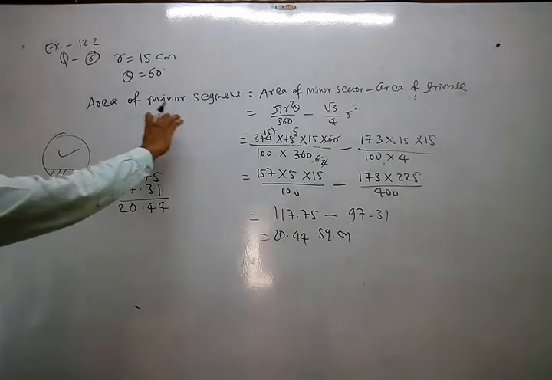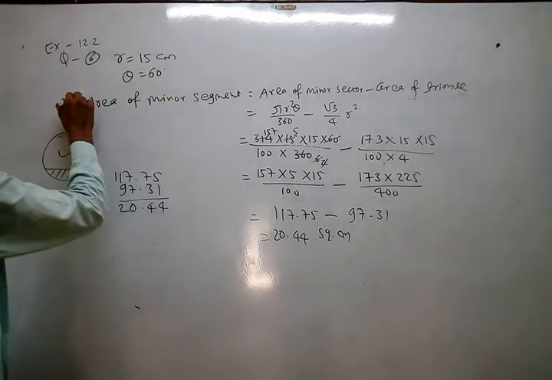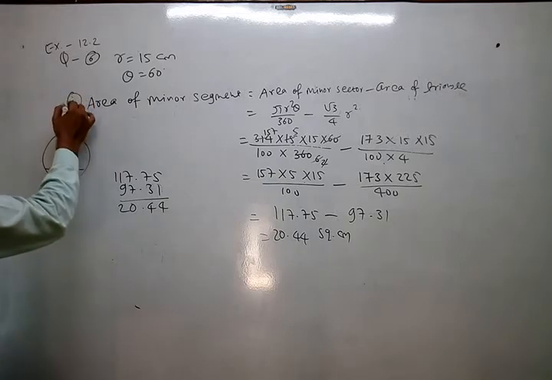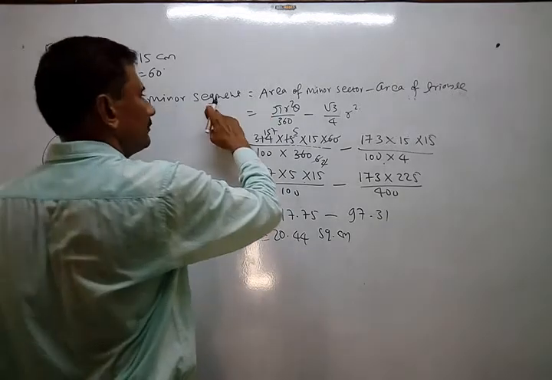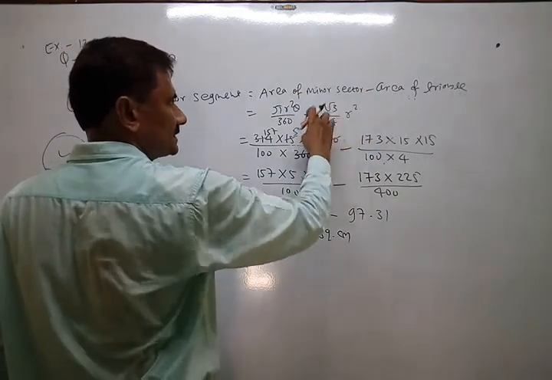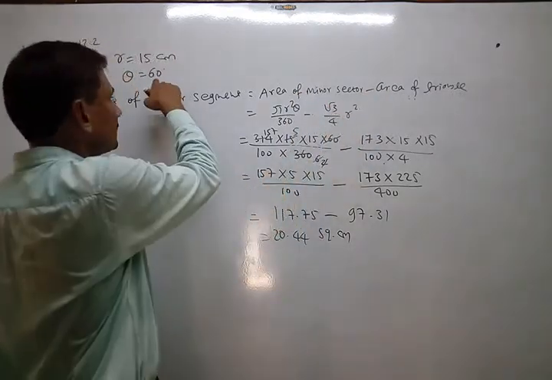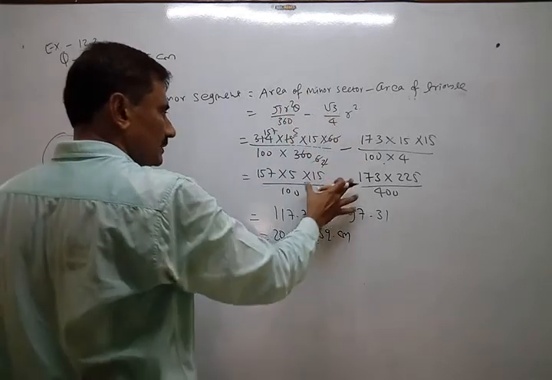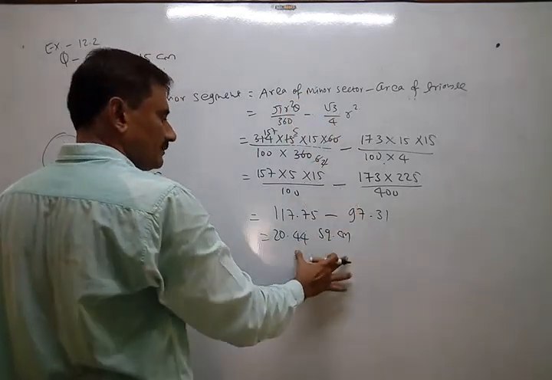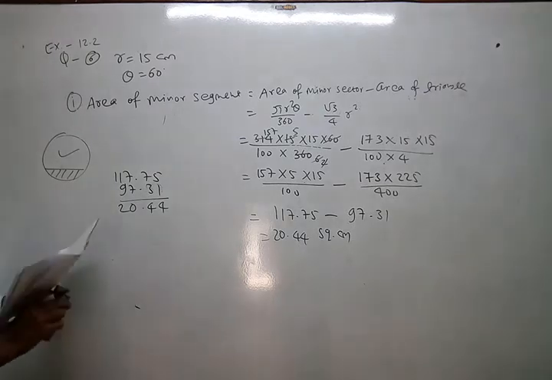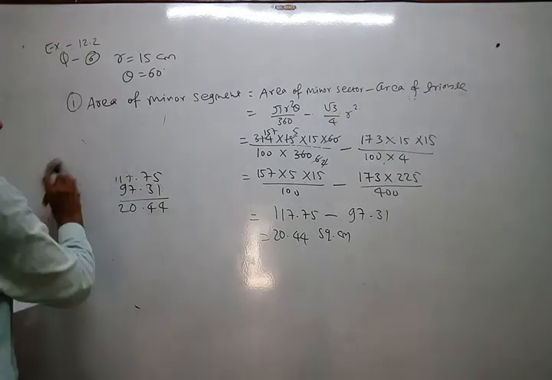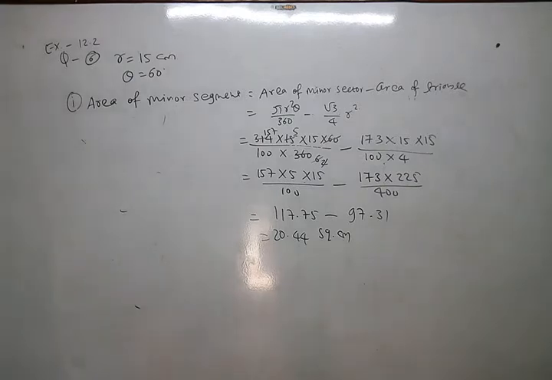Okay, so understand first of all, again area of minor segment. Actually no part is given, but just suppose this is the first sub question. So area of minor segment formula is written. Why this is? Because theta equal to 60. Now values are placed. I just simplified and I got 20.44. Okay, now how to find area of major segment?